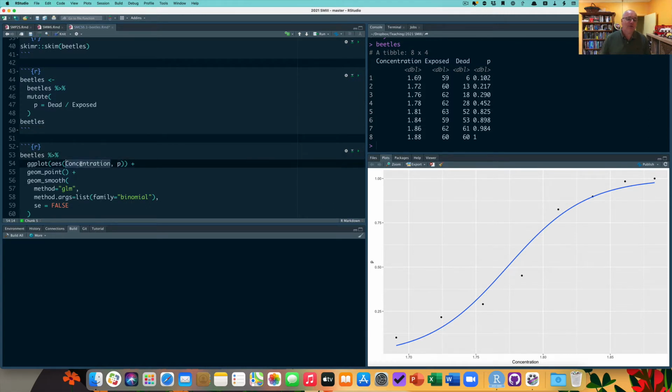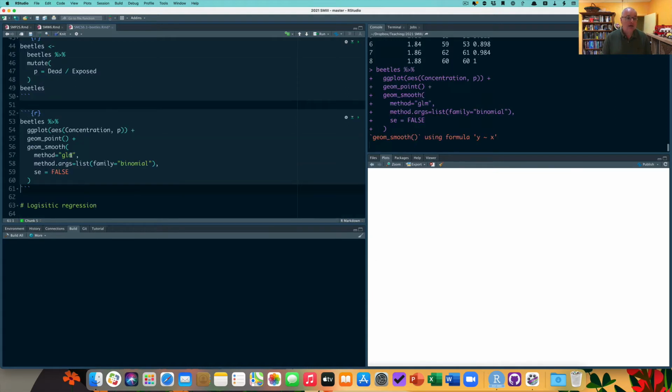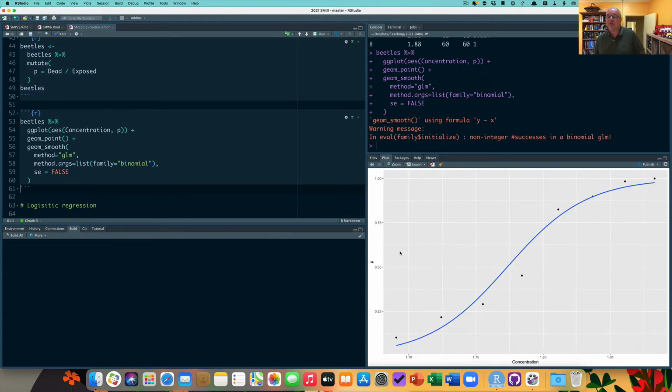And then we're going to plot this. We're going to put concentration on the x-axis, proportion on the y-axis, and add some points. And I'm going to add a geom smooth, but this time, instead of LM as we've used before, I'm going to use GLM, which is the function we're going to use to fit this model. I've also told it that we're doing a binomial, so that's going to add a logistic regression curve, which is this. So there's a nice curve for us. We can see as concentration increases, the probability of death increases as well.